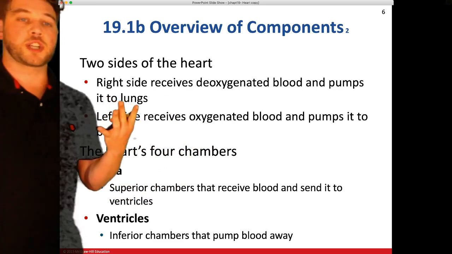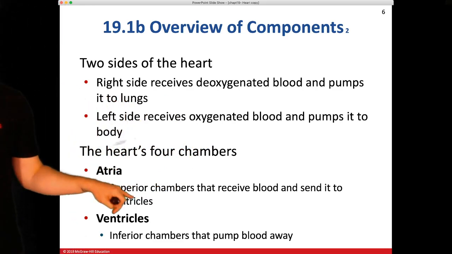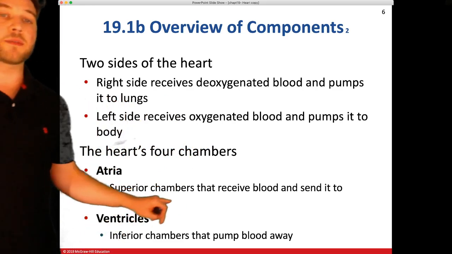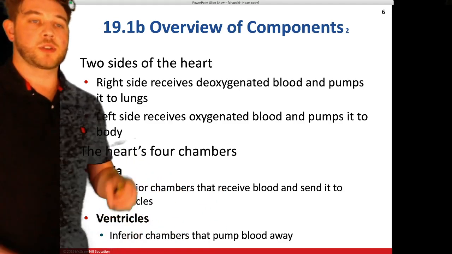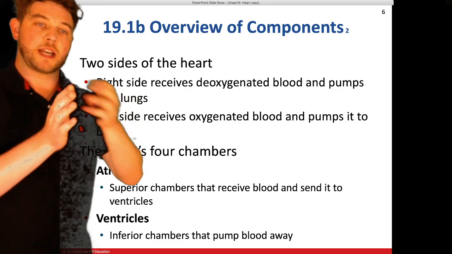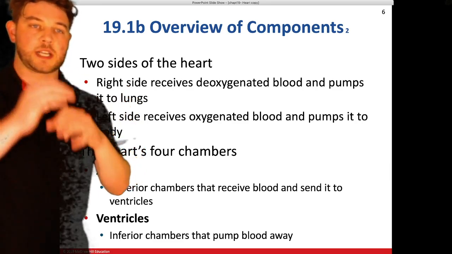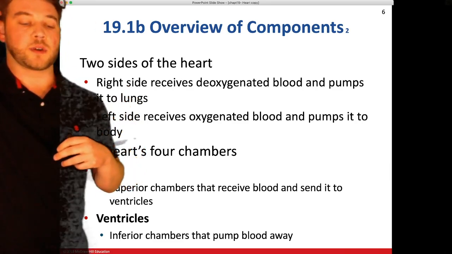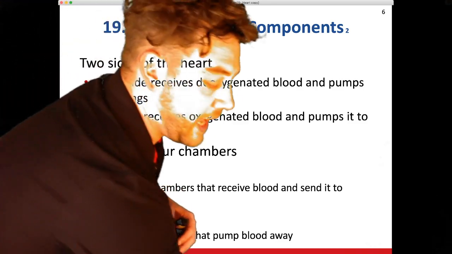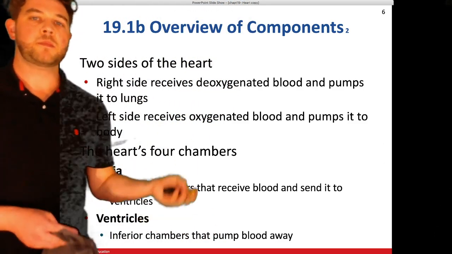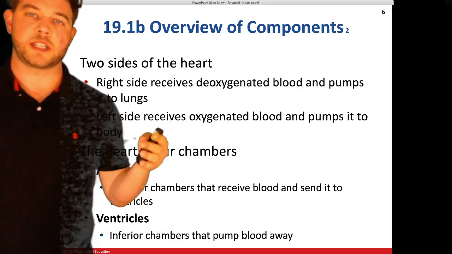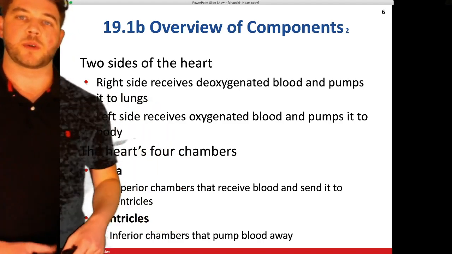The heart has four chambers. You have your atria, which are superior chambers that receive the blood, and ventricles that are inferior chambers that pump it away. So you can divide your heart into left and right sides and superior, inferior sides. The right side is always going to have deoxygenated blood. The left side is always going to have oxygenated blood. The superior chambers are always going to receive. The inferior chambers are always going to pump.